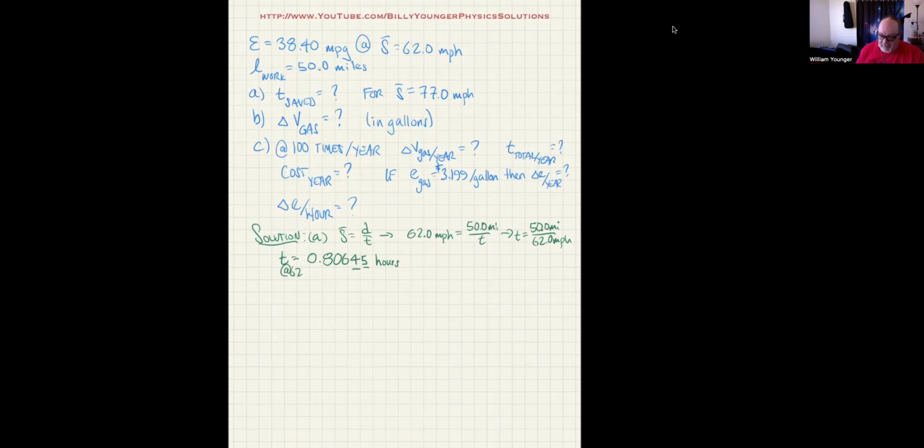Now I want to see what the time is at 77 miles per hour. We already seen how the math works out, so I can say t at 77.0 is going to equal 50.0 miles divided by 77.0 mph. And in this case, I'm going to say 50 divided by 77, and I get 0.649.